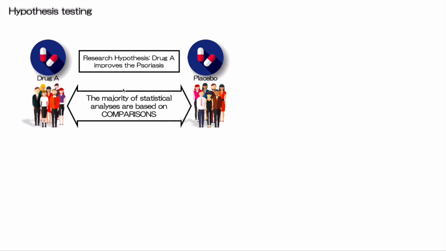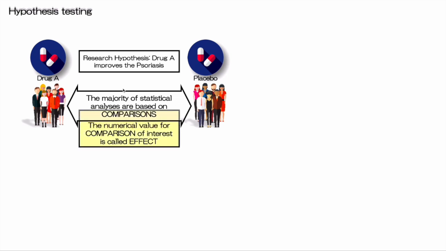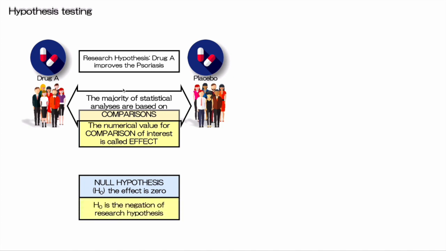In reality, the majority of statistical analyses are based on comparison, and the numerical value for the comparison of interest we call the effect. We can formulate two different statements regarding the hypothesis. First, a null hypothesis, when the effect is zero, and the null hypothesis actually is the negation of the research hypothesis. And also we can have an alternative hypothesis, which says the effect is not zero, and we say that drug A will improve psoriasis.